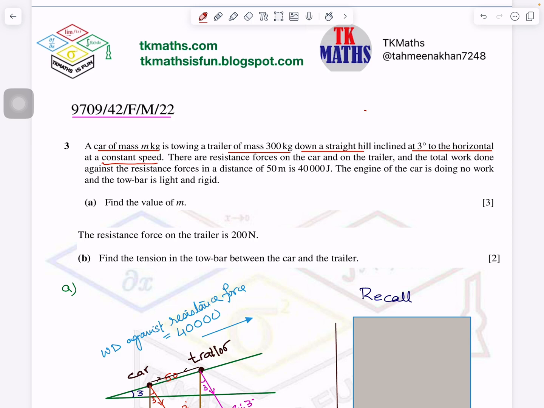Now this is a very important thing. When speed is constant, it means acceleration is 0. So you will start getting hints from here. And there are resistance forces on the car and on the trailer. Separately, it is not given here.